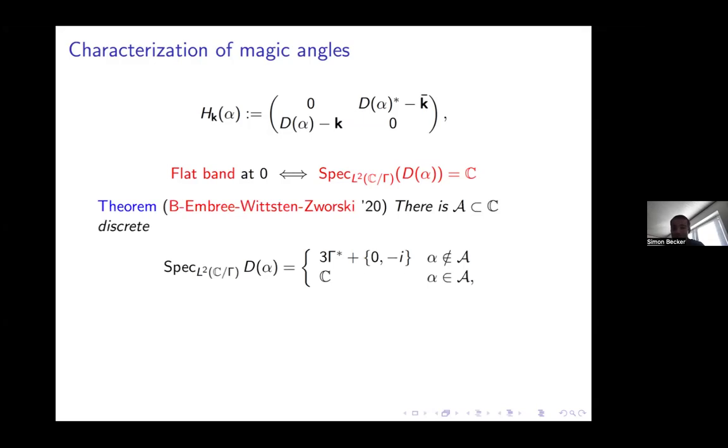Our first result in this business was that there's a discrete set of values of alpha in the complex plane, and they don't have to be real, where the spectrum of d alpha changes between being something discrete, if alpha is not in this calligraphic A set, and being the entire complex plane. So if alpha is not in this set, then you're discrete, so you're just 3 gamma star plus 0 minus I.